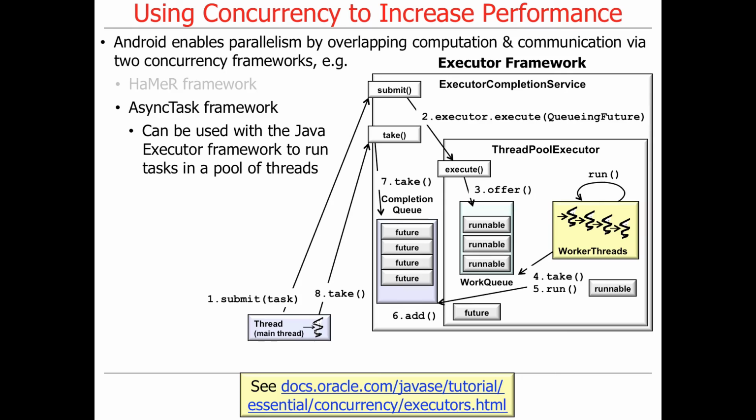Those are a couple of different examples of how Android supports various mechanisms for doing concurrent processing to increase performance. Note, by the way, that all the things I just talked about are examples of middleware. So the HaMeR framework, the AsyncTask framework, and the Java Executor framework are all examples of middleware that raise the level of abstraction and provide you with these reusable concurrency services for applications. They don't occur at the low levels, at the operating system or virtual machine level. They're above that. However, these frameworks leverage that lower level stuff.